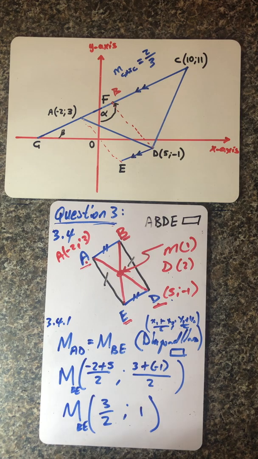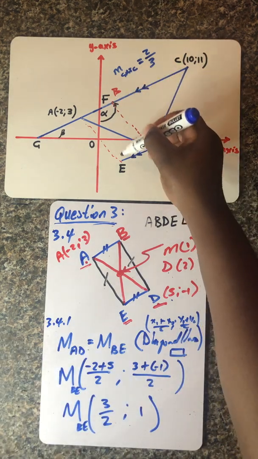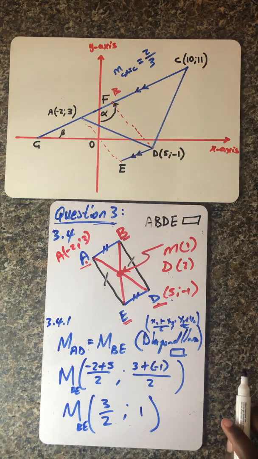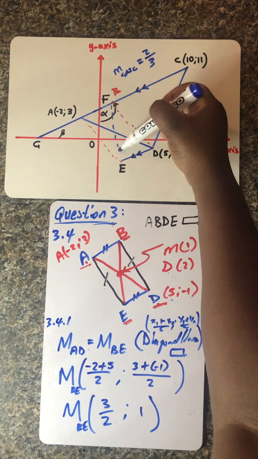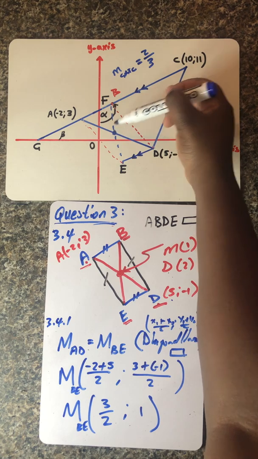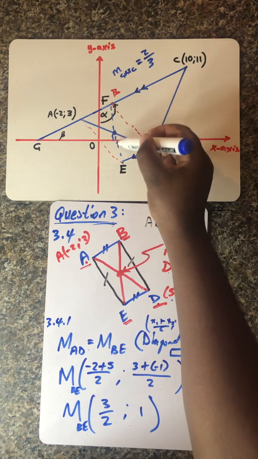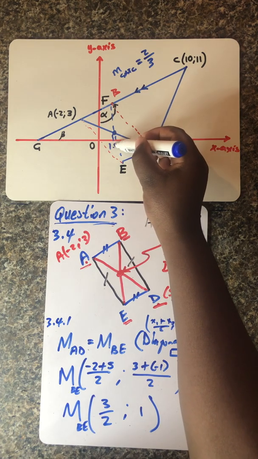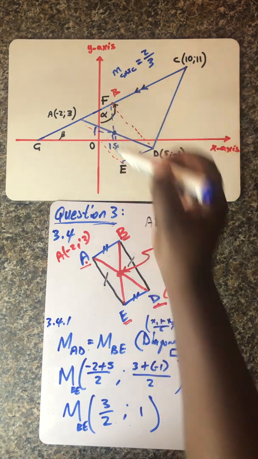Okay, so that means this is the midpoint of B. Let me just do that, which is that point where x is actually equal to 3 over 2, which is 1.5, and there the y value is actually 1.